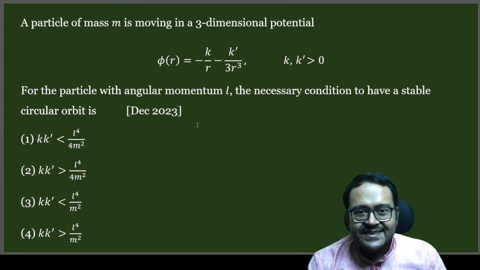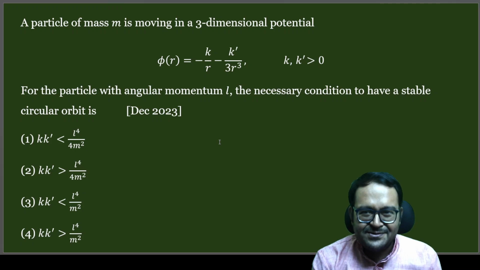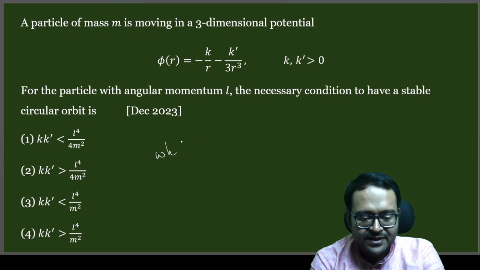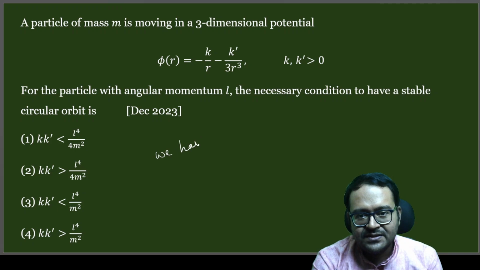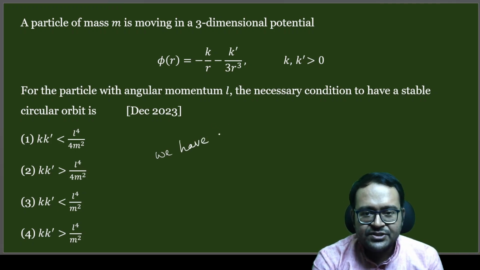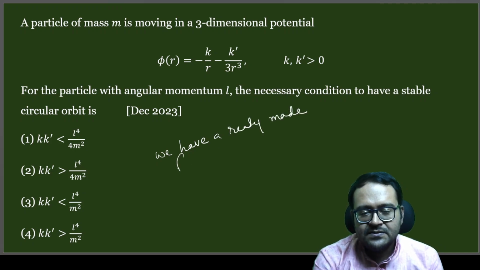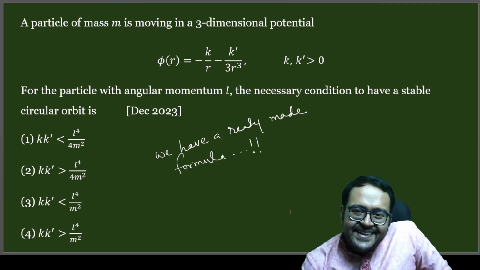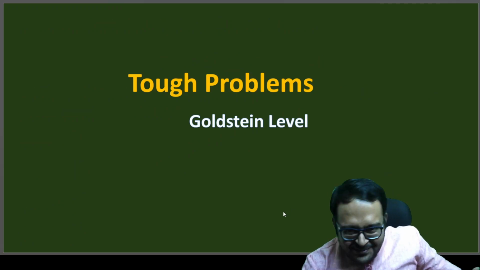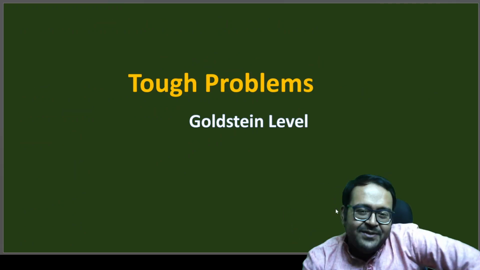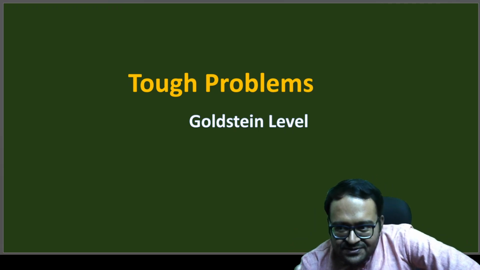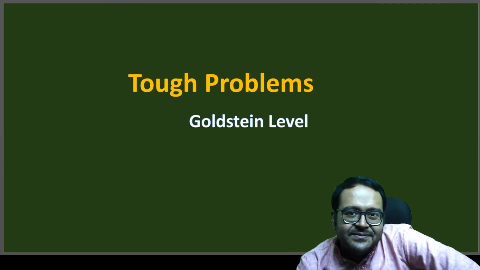So these are relatively tougher problems, not very tough. Stable circular orbit: we have a ready-made formula, so you'll find that formula in books. Only Kleppner and Upadhyay is sufficient. Okay, guys, tough problems. You may skip these tough problems for now, but central force does have some tough problems. They do ask them.